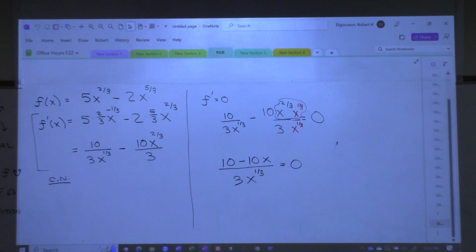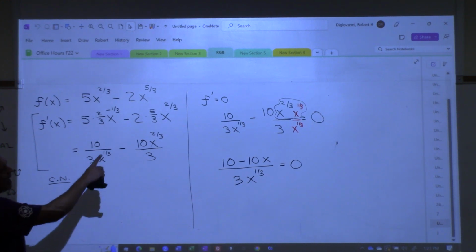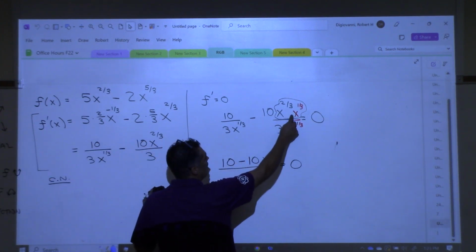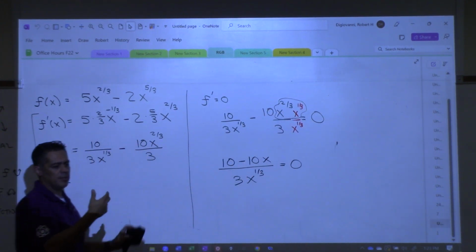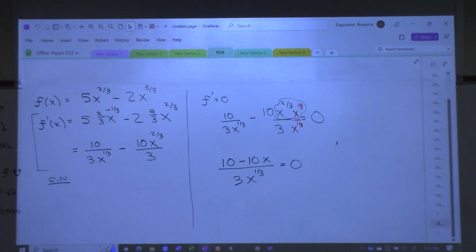Questions there? No, because it's 3 over 3. When you do these together, you add the exponents, right? 2/3 and 1/3 is 3/3. 3 over 3 is 1. We're good? Sure?